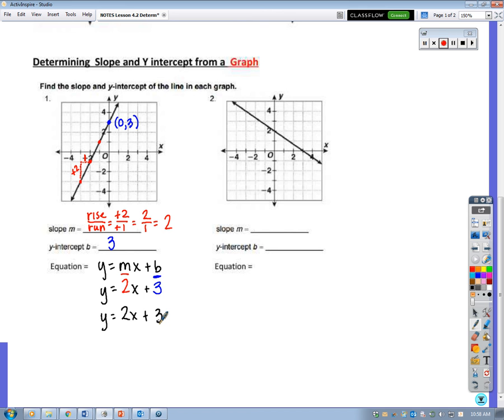So what I want you to do now is try and find the slope and y-intercept and the equation of this graph number 2. So pause the video, try it on your own, then when you think you've got it, play the video, and we'll work through it together.